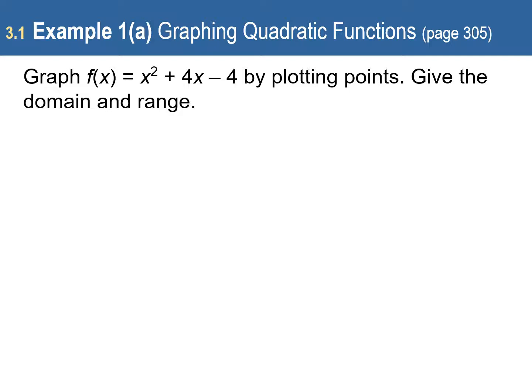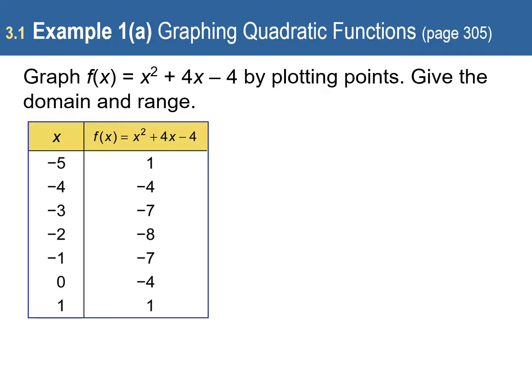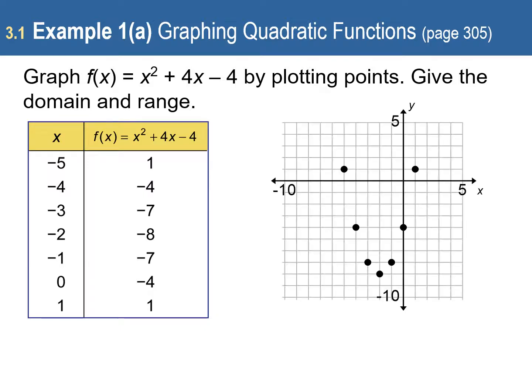Graph the quadratic function f of x is x squared minus 4x minus 4 by plotting points. Now let's look at the domain and range. So if I put -5 in there, my function is 1. You can plot pretty much any point you want, but you need enough to give yourself an idea of what the graph's going to look like. And when I graph the points, I see I've got this curve here, connect them with a smooth curve.